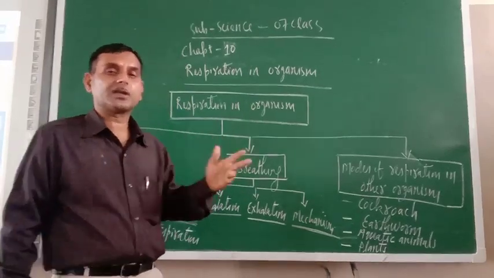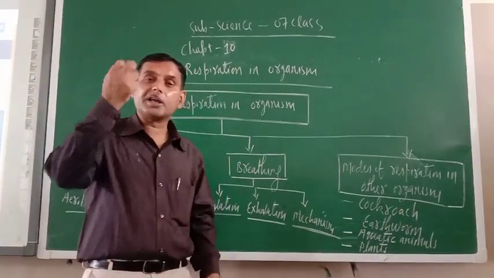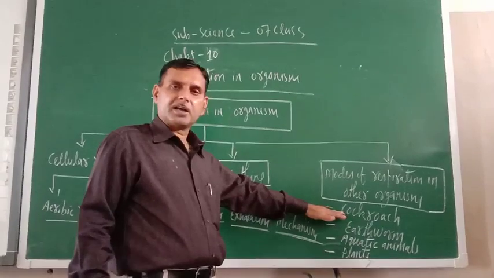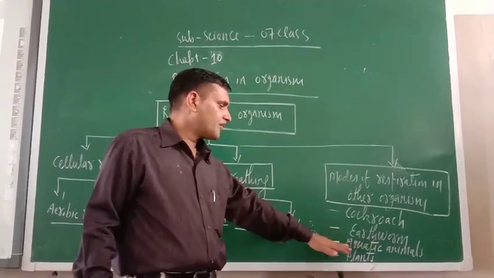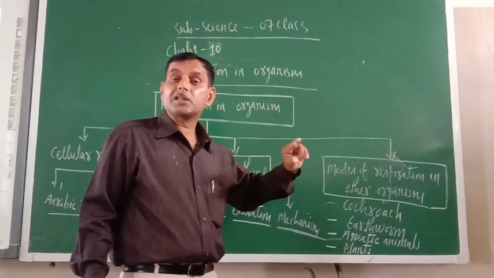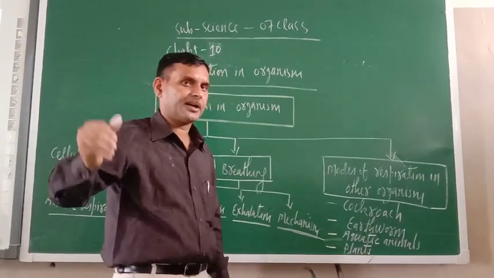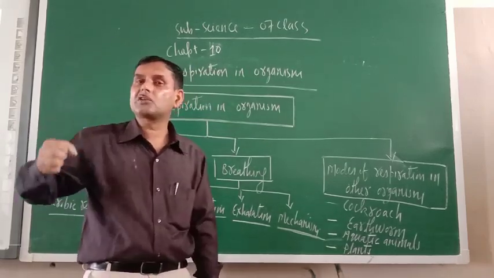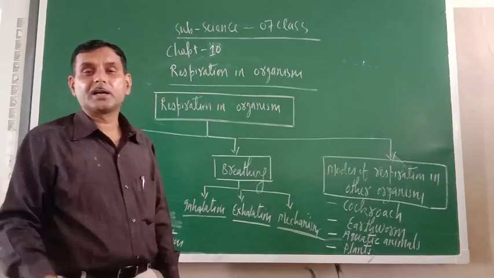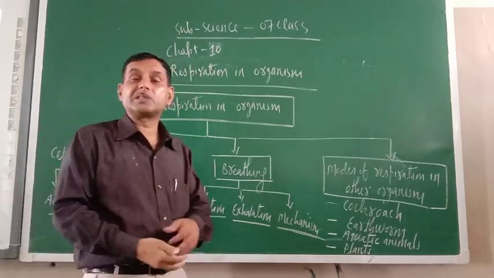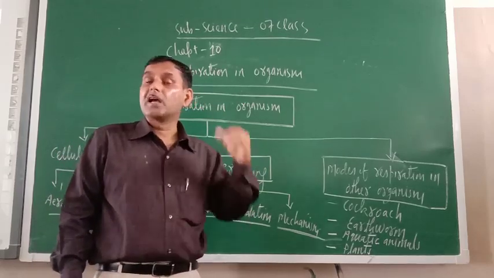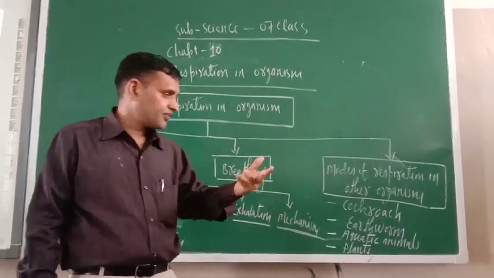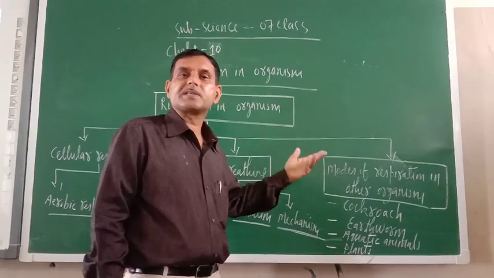In respiration, as we do, they also take in oxygen and give out carbon dioxide. Similarly, other organisms like cockroach, earthworm, and aquatic animals like fishes. In fishes, gills are there near their neck, and with those gills they absorb the oxygen present in the water. You know, in water about 5% oxygen is dissolved, and aquatic animals utilize that oxygen only, that is why they survive. Cockroaches are special animals.